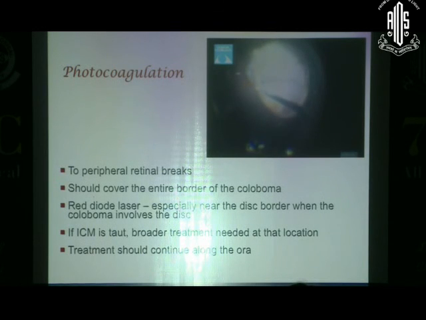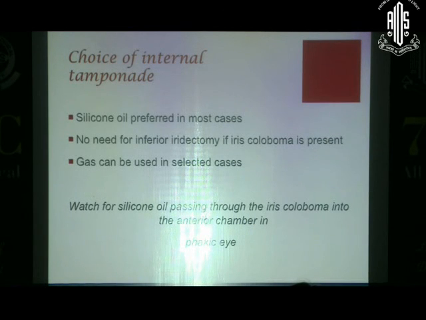Photocoagulation is done along the peripheral retinal breaks. I think I'm spilling over my time limit, so I'll quickly go over them. You should preferably use a diode laser rather than a green laser, because it doesn't cause damage to the nerve fibers, especially when you are going around the optic disc and macular area. The choice of internal tamponade is silicone oil, because you would like to tamponade the entire border of the coloboma. And there is no need for inferior iridectomy in most cases where there is iris coloboma present.